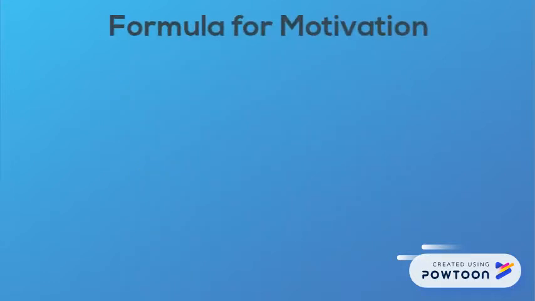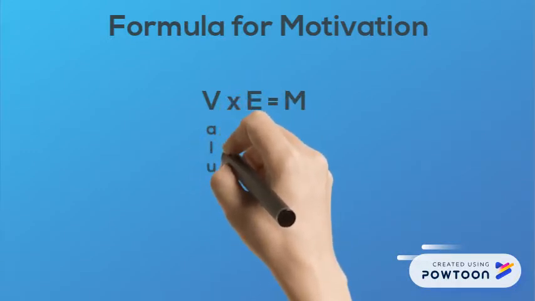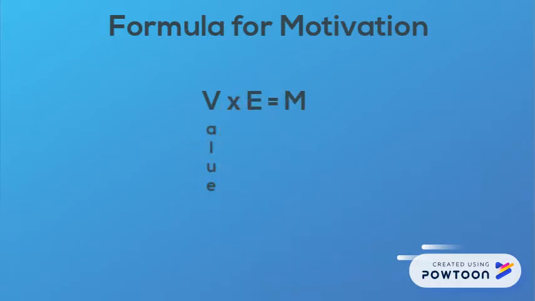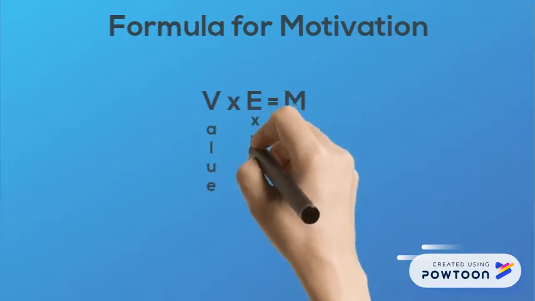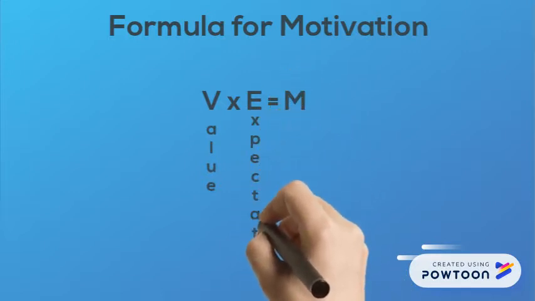Additionally, there's a very simple formula that you can use to determine your level of motivation. V times E equals M. V is for value, the value you place on something. E is how well you expect to do given a reasonable effort. And you multiply the two and come up with your motivation.